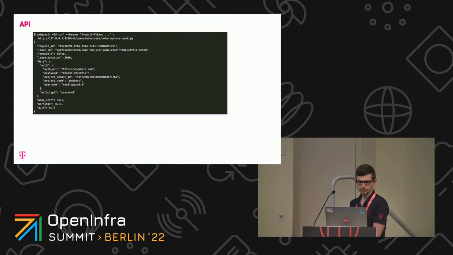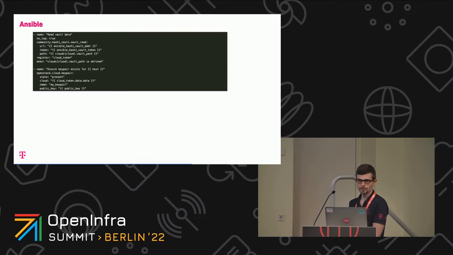Next use case, let's have a look how to use the API for that. Curl, passing some Vault token, whatever it is, and pretty much the same endpoint, and that is what you get back. Pretty much exactly the same data, just using the API and not the CLI.